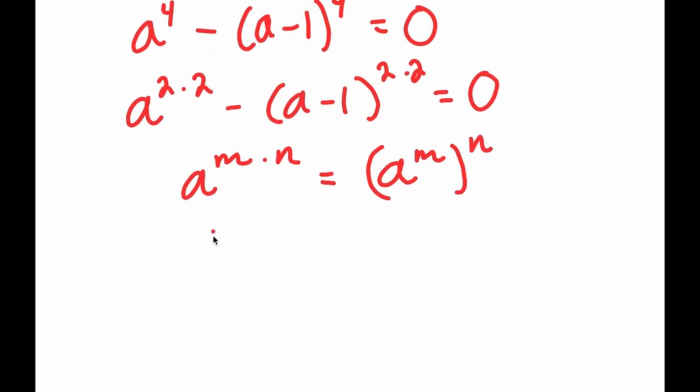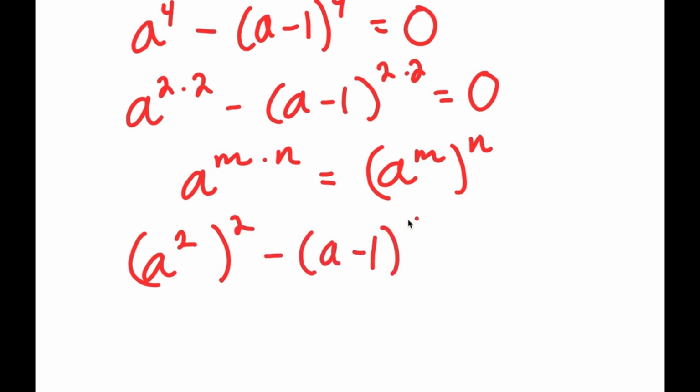So a to the power of 2 times 2, I can rewrite as (a to the power of 2) to the power of 2. And (a minus 1) to the power of 2 times 2, I can do the same thing. I can rewrite this as ((a minus 1) to the power of 2) to the power of 2, and this is equal to 0.